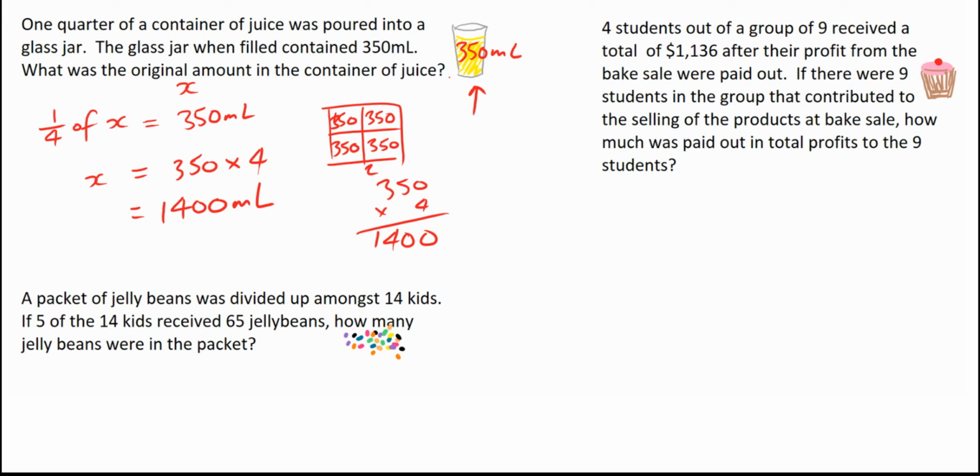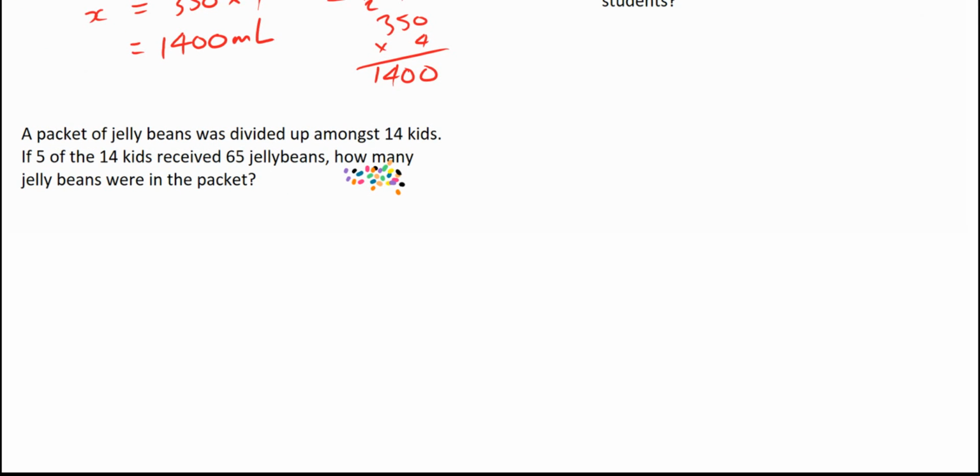How did you go with those last two questions? Let's have a look at this jelly beans question. So we've got packeted jelly beans divided up amongst 14 kids. 5 out of the 14 kids received 65 jelly beans. So there's our fraction there, 5 out of 14 receives 65. So 5/14 of some original amount. That original amount is the total in the packet. So 5/14 of that is equal to 65.